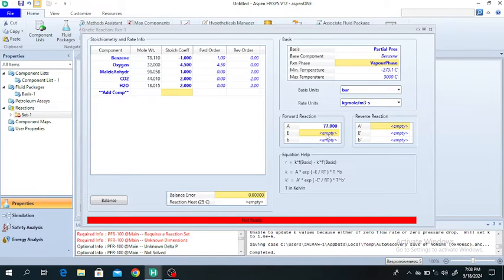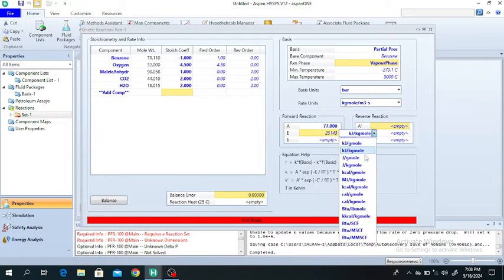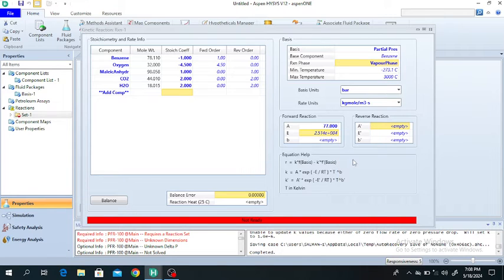E is the activation energy. Its unit is joule per mole or kilojoule per kilomole or joule per kilomole, etc. So the activation energy value in this case is 25,143 joule per mole, joule per gram mole.